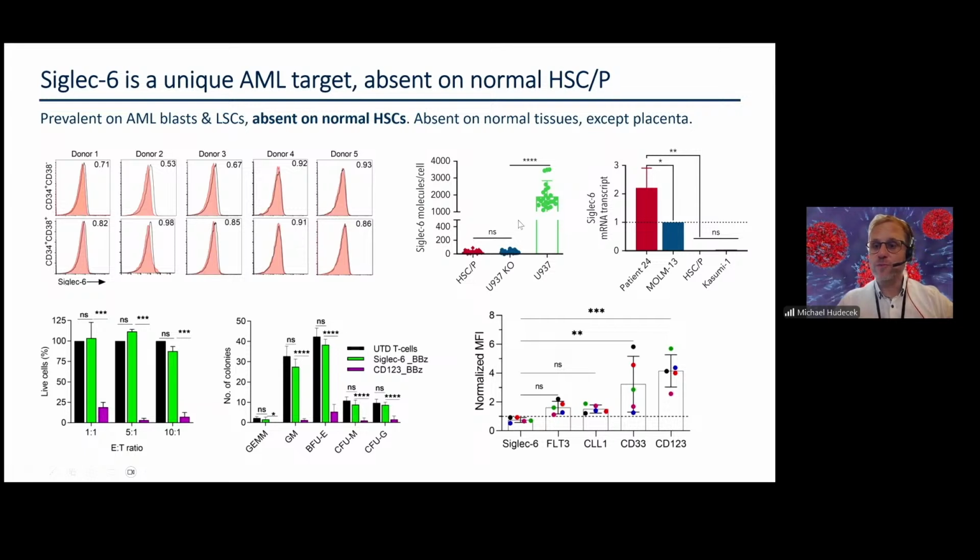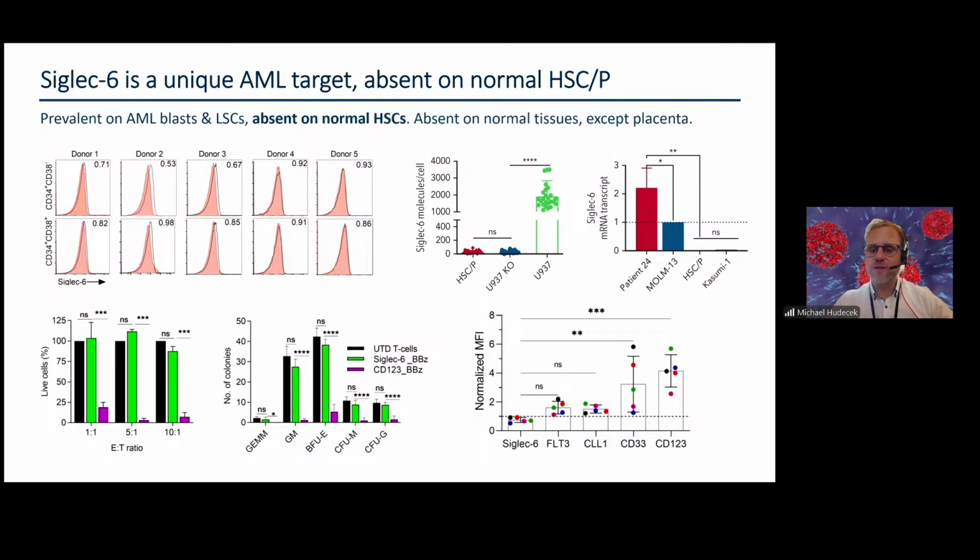We've also done the super resolution microscopy that really shows no expression, as well as qPCR, and we performed colony formation assays in vitro, where we find that treatment of normal hematopoietic stem cells with the Siglec-6 CAR T cells does not compromise colony formation of all the major lineages, and is similar to untransduced T cells and different from CD123 CAR T cells that we know will recognize normal stem cells. So with this, we have a target in hand that has a unique property and could potentially be used in patients that have already undergone a bone marrow transplant.